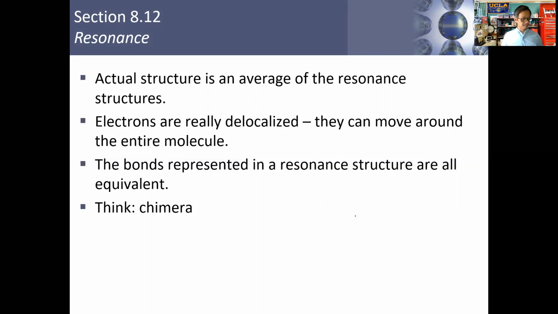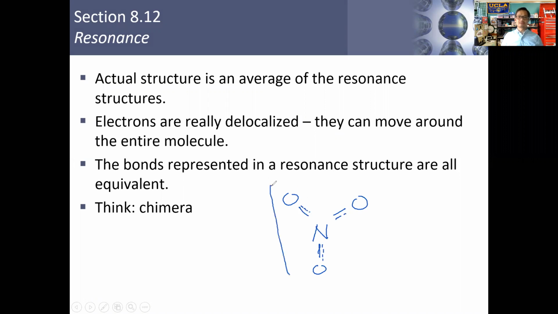This resonance structure can be drawn in a similar manner. If we draw the structure for nitrate, we draw the nitrogen and indicate the oxygens located around it. I'm going to leave the lone pairs out for now. We see that the bond between the oxygen and the nitrogen is not a full single bond or a full double bond. It's actually a bond that sits in between.